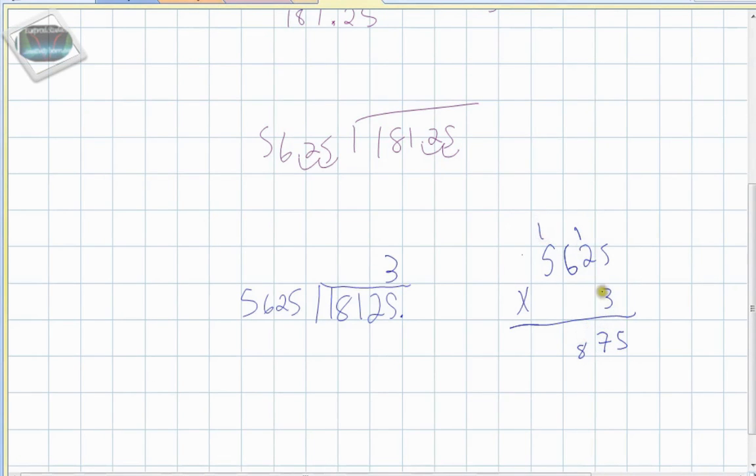8, bring up the 1. 3 times 5 is 15 plus 1 is 16. Okay, so now we're just going to subtract 16, 8, 7, 5. Okay, so we're going to get 0.